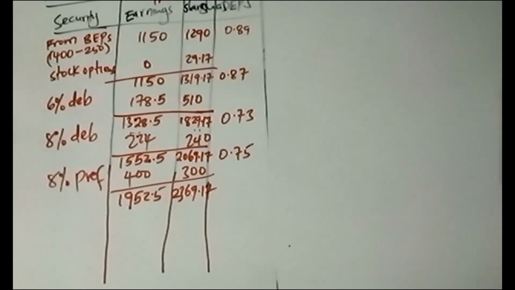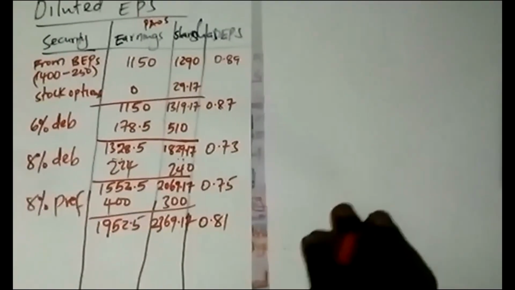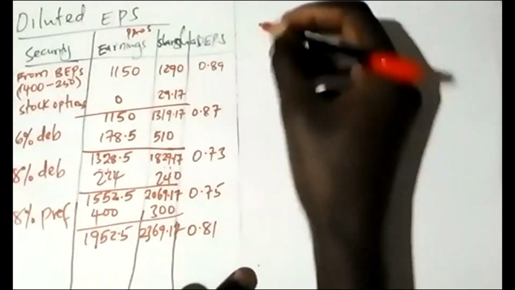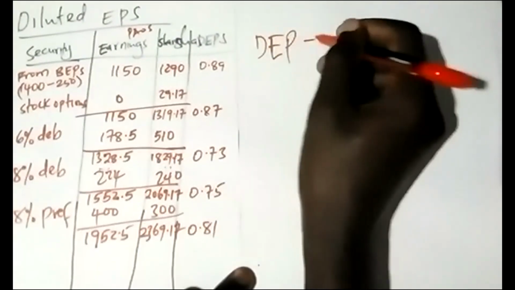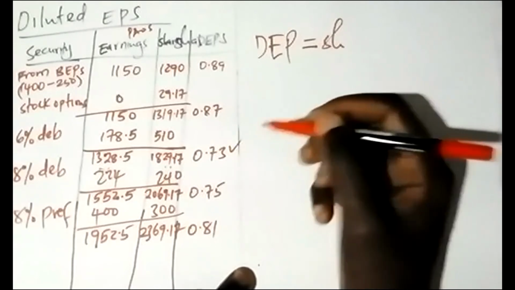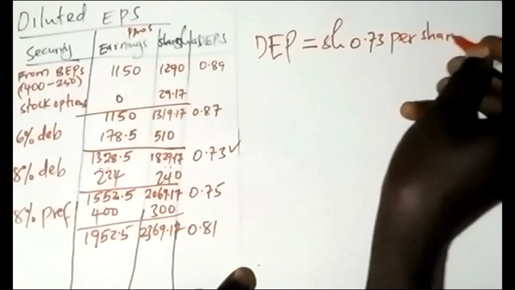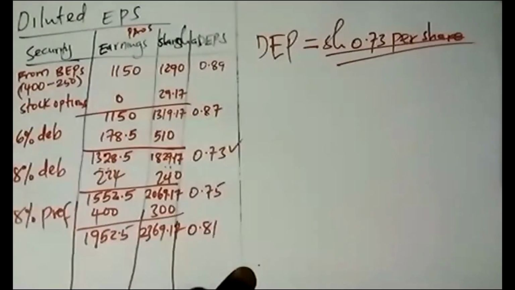That's the last one. So we can conclude and say that for the diluted earnings per share, you pick the least. So the least is 0.73 per share. That is the diluted earnings per share.